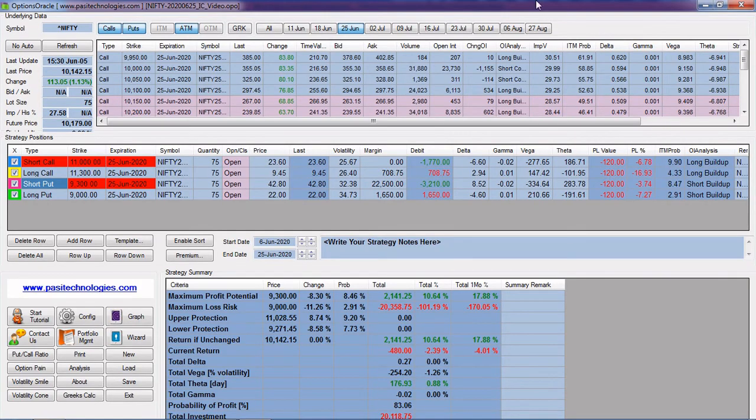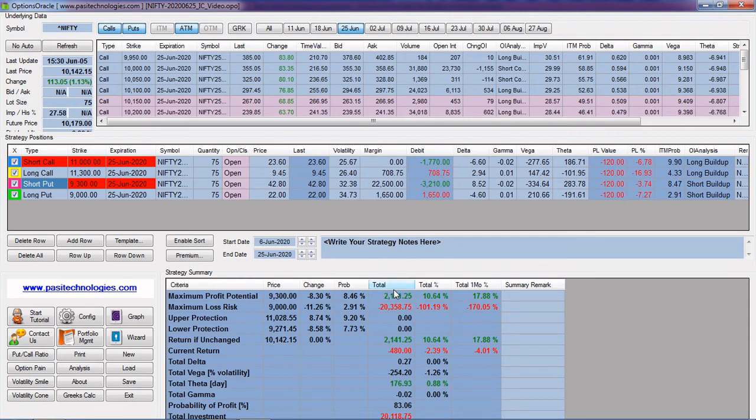Now you can see OptionsOracle main window. So I already built the strategy as I showed you this standard deviation calculated strikes. So I built this Iron Condor, one short call, one long call, and one short put and one long put. I used the quantity one set, one lot, that is 75 each. So you can see the maximum profit potential is 2,141 rupees.